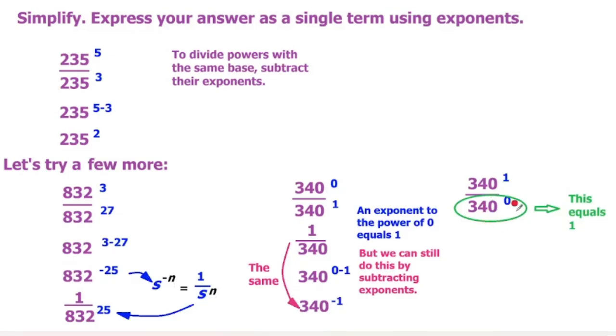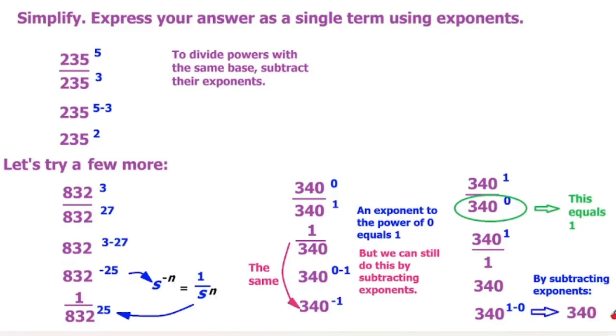So this equals 1, like we said before, an exponent to the power of 0 equals 1. So that equals 1. And now we have 340 to the power of 1 over 1, which just leaves us with 340. But we could do this again by subtracting exponents. So we have 340 to the power of 1 minus 0, because we have 1 here and 0 here. We just subtract, okay? So that leaves us with 340. So you could do either method, whatever you feel more comfortable doing.